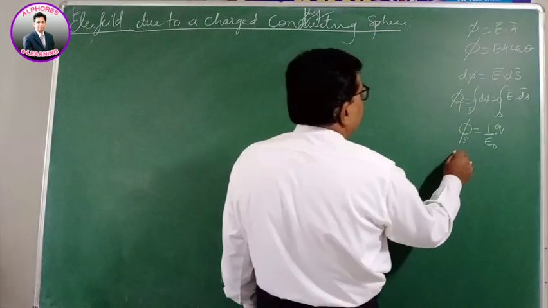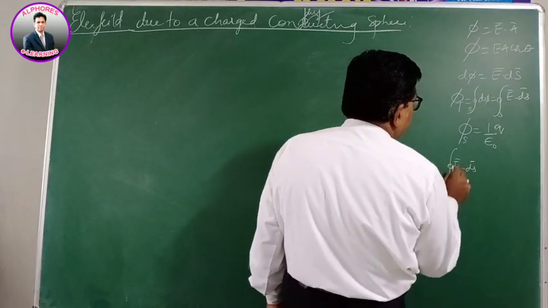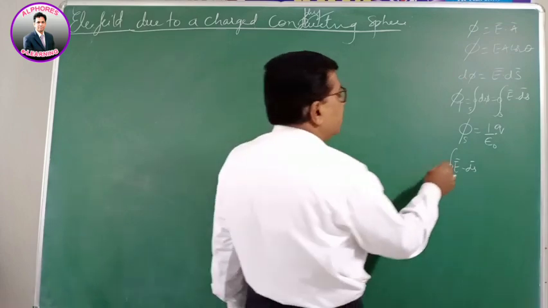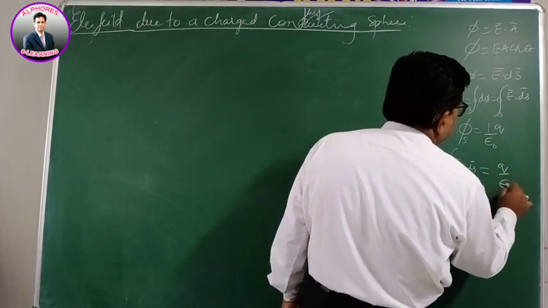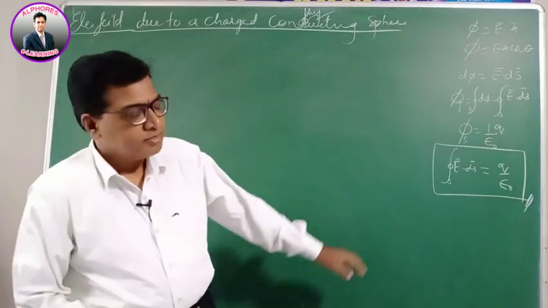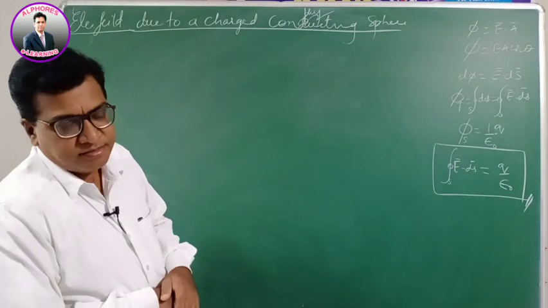So, equating both, the surface integral of E dot ds, the total flux through the Gaussian surface, is Q by epsilon naught. This is the mathematical form of Gauss law, and it is the basic law we will be using to derive this.